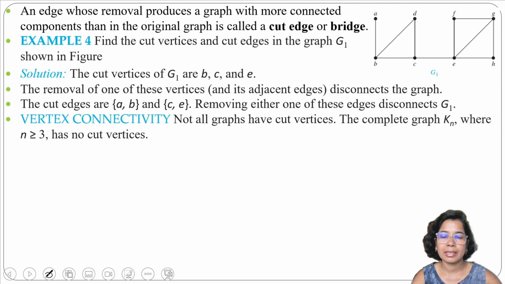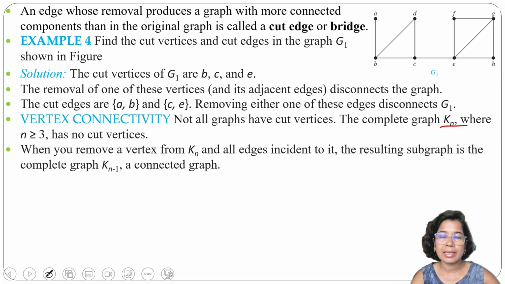Next is vertex connectivity. Not all graphs have cut vertices. Some graphs have no cut vertex. For example, a complete graph. If Kn is a complete graph, there is no cut vertex. If I remove a vertex and its adjacent edges, it will create another complete graph of size n-1. If Kn is a complete graph, after removal of one vertex it will be Kn-1, but it's still complete. So it is not disconnecting.